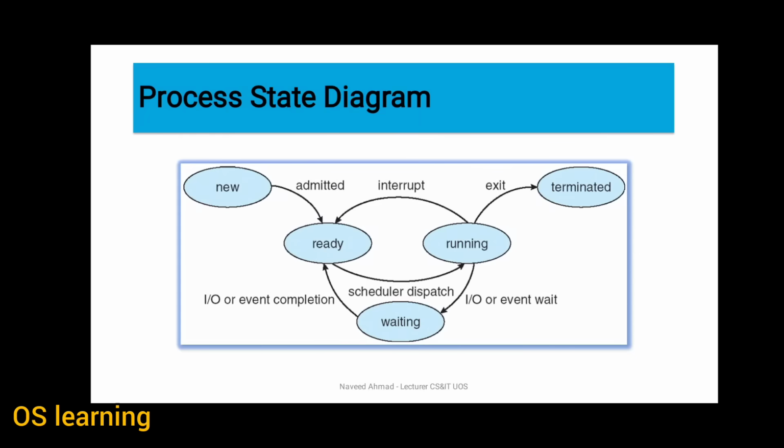So this is the process state diagram. We have new, which is admitted, then it goes to the ready state, then from ready to the running state. If there is an interrupt, then running goes back to the ready state. If it finishes properly, then it goes from running to the terminated or exited state. If there is an input/output event wait, it goes to the waiting state. After waiting, on input/output or event completion, it goes to ready again, then running, and then terminated.